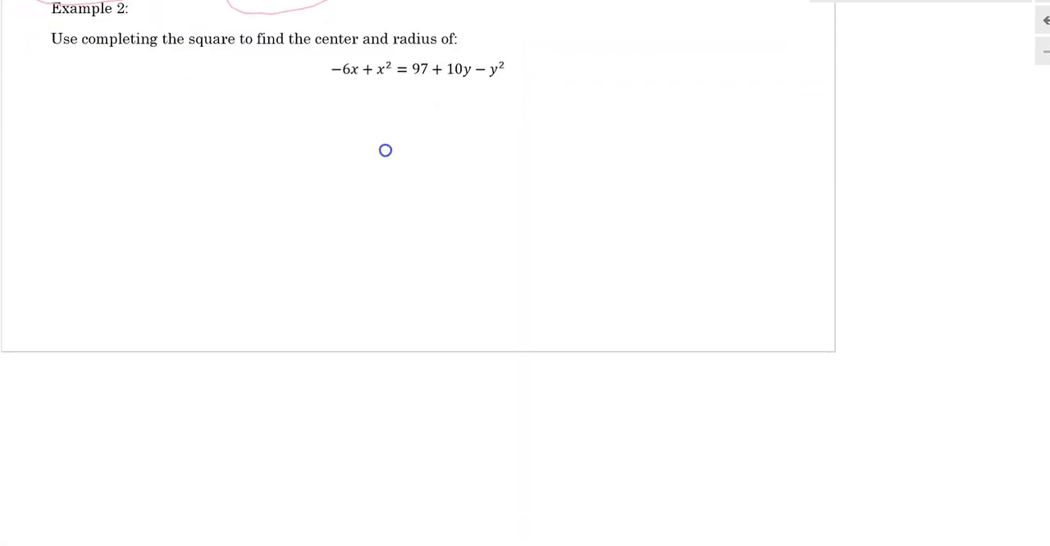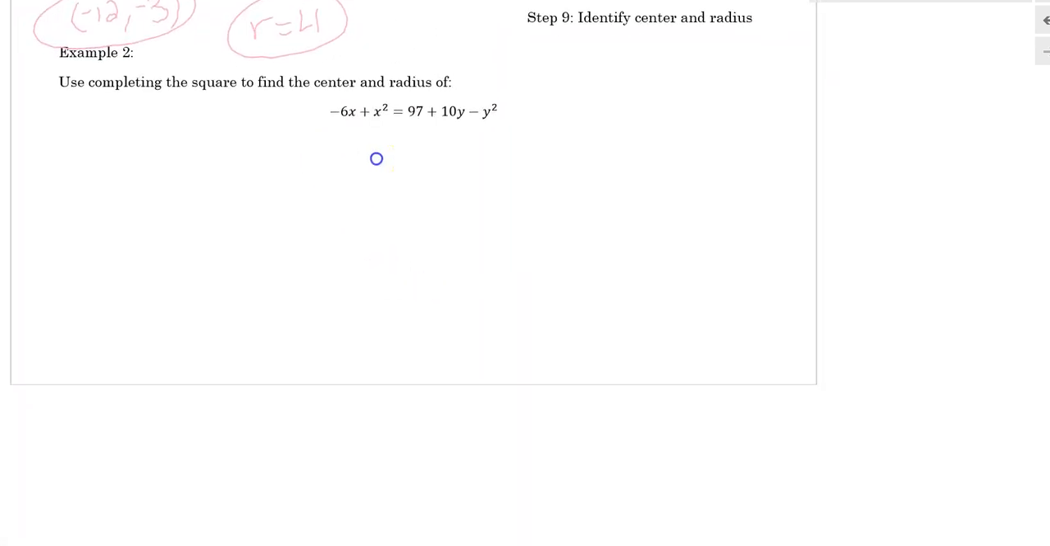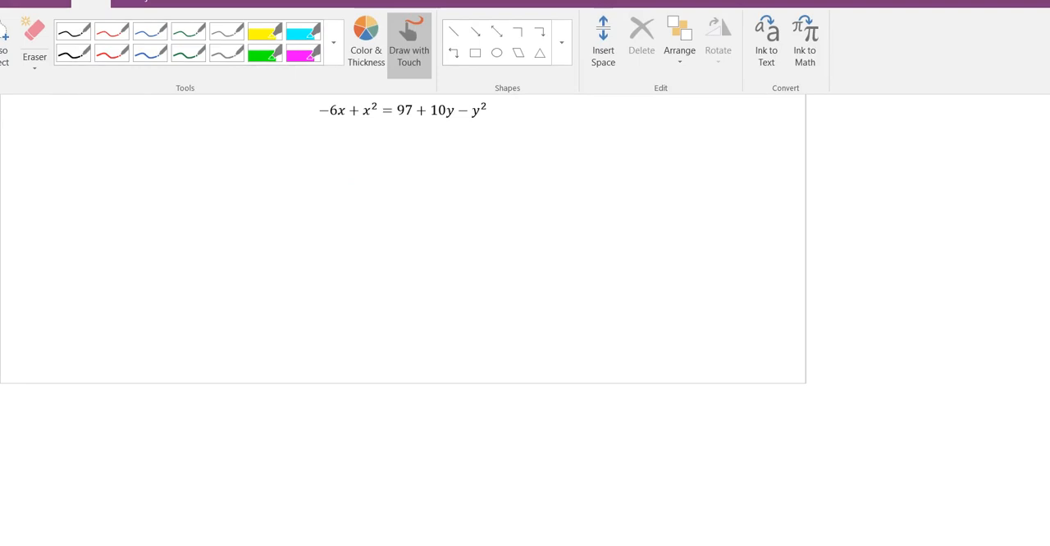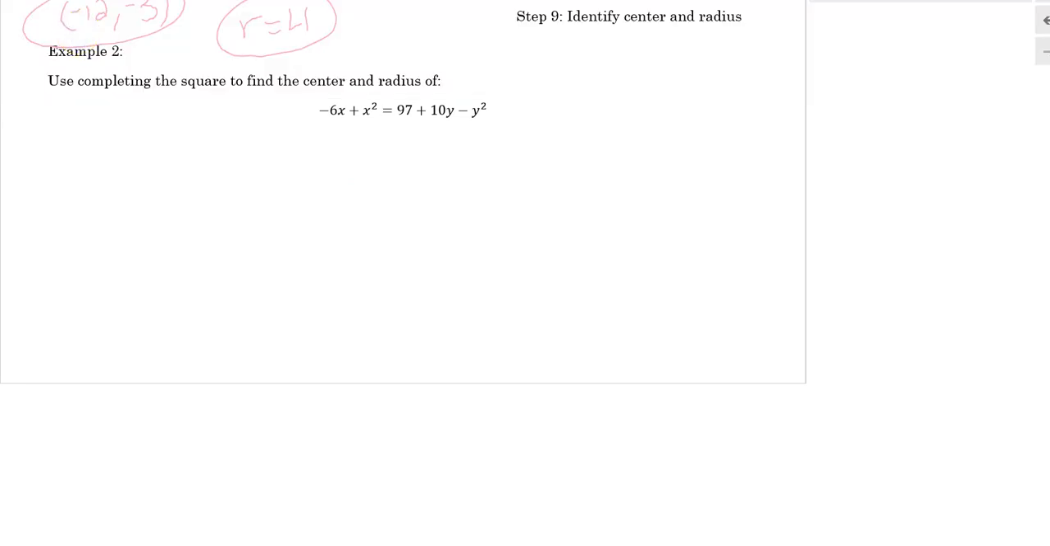Okay, let's look at example 2. Again, we are going to start by getting rid of all of these. Again, I like drawing that line for the first step. Minus 97, minus 10y, add y squared. So I'm going to subtract 97, subtract 10y, and add y squared. Anything we do to one side, we do to the other. We know all of this is going away, right? We did the opposite. So that side's just going to be 0.